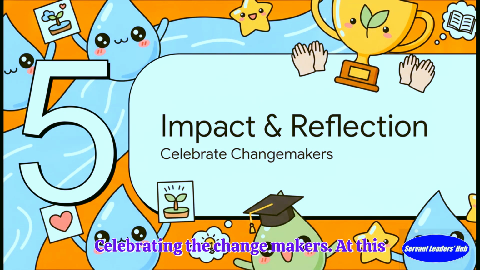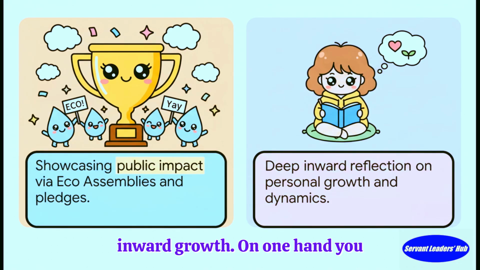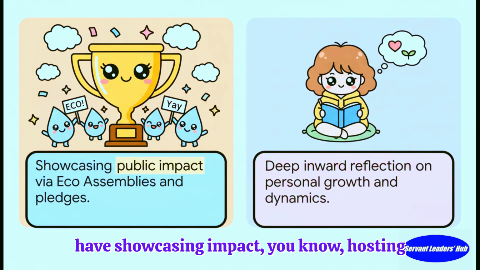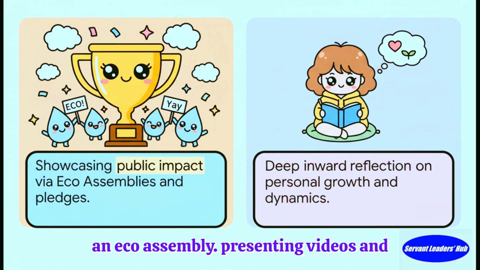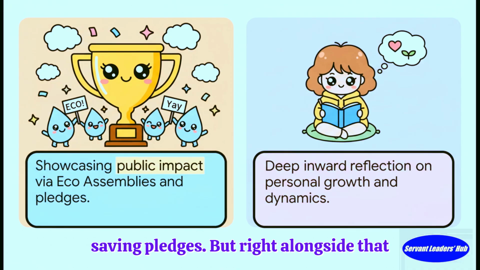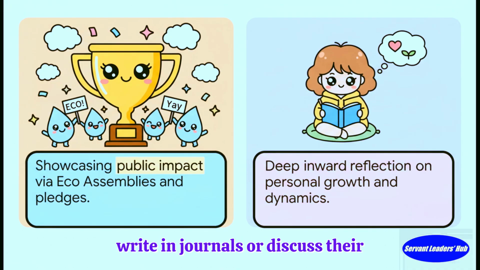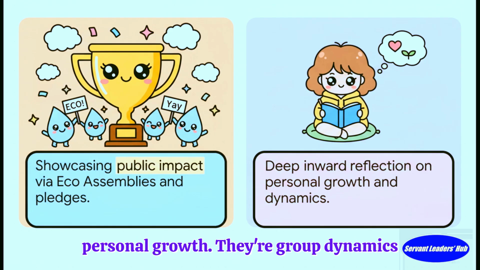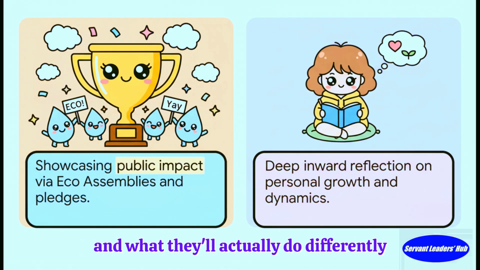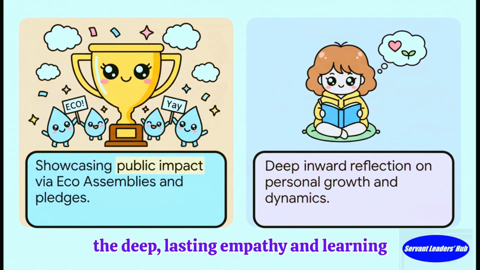Section 5. Showcasing impact and reflection. Celebrating the changemakers. At this point, you need to strike a balance between outward celebration and inward growth. On one hand, you have showcasing impact, hosting an eco-assembly, presenting videos, and celebrating the class with the most water-saving pledges. But right alongside that fun public celebration, you absolutely must have deep reflection. Have students write in journals or discuss their personal growth, their group dynamics, and what they'd actually do differently next time. Because reflection is where the deep, lasting empathy and learning actually happen.